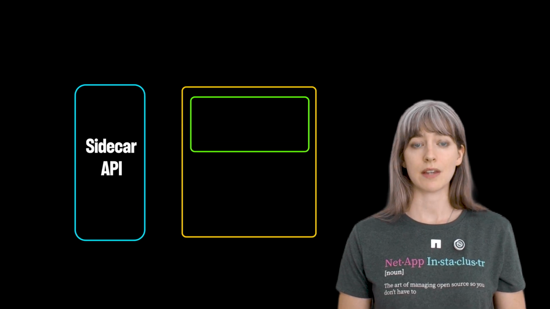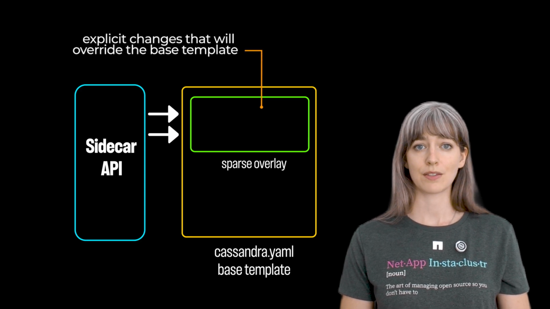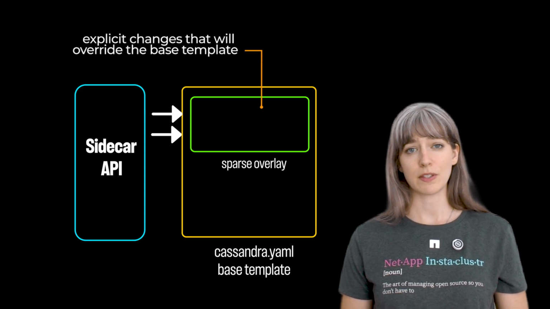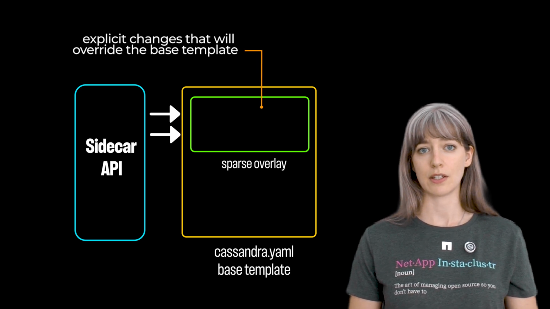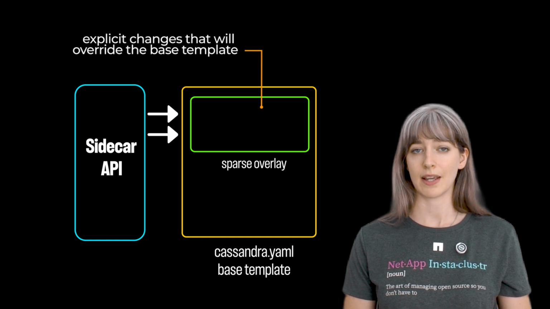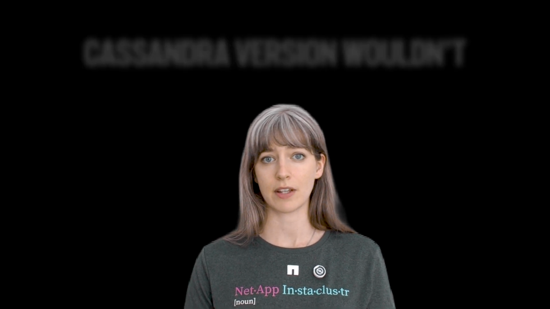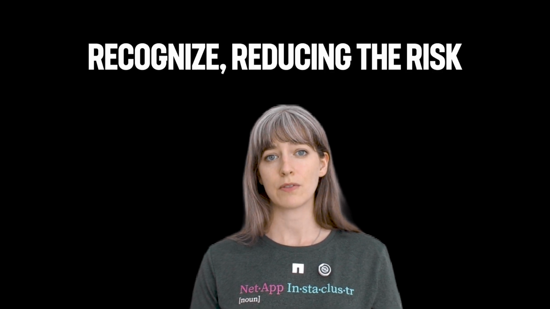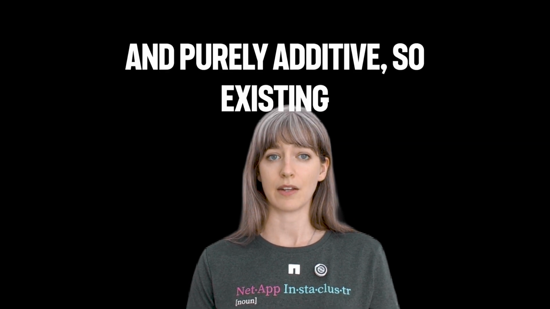CEP 62 fills that gap with a Sidecar REST API for reading and modifying cassandra.yaml and JVM option files. It layers a sparse overlay of explicit changes on top of a base template and merges the two into a configuration the node actually uses. A pluggable provider can store overlays locally or in a central system like etcd or Consul. A version-aware check rejects settings a given Cassandra version wouldn't recognize, reducing the risk that a bad setting leaves a node unable to start. Changes apply on the next restart. The feature is disabled by default and purely additive, so existing deployments are unaffected.